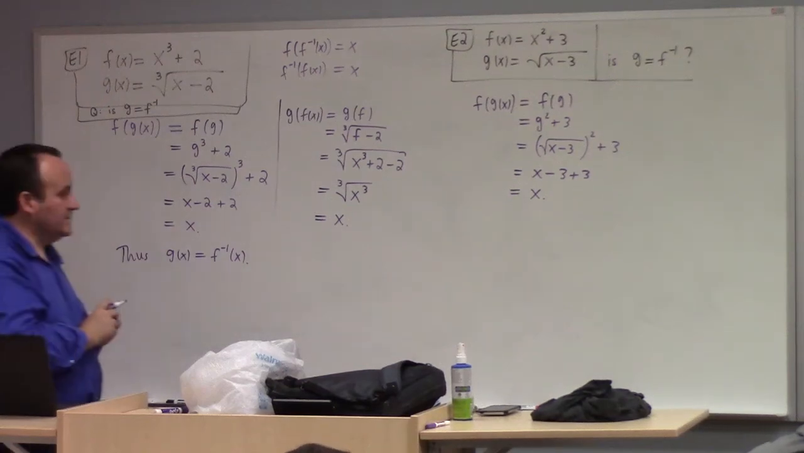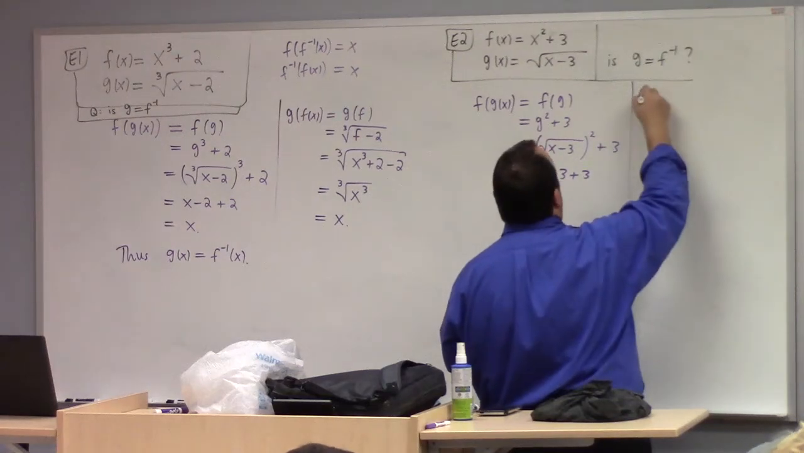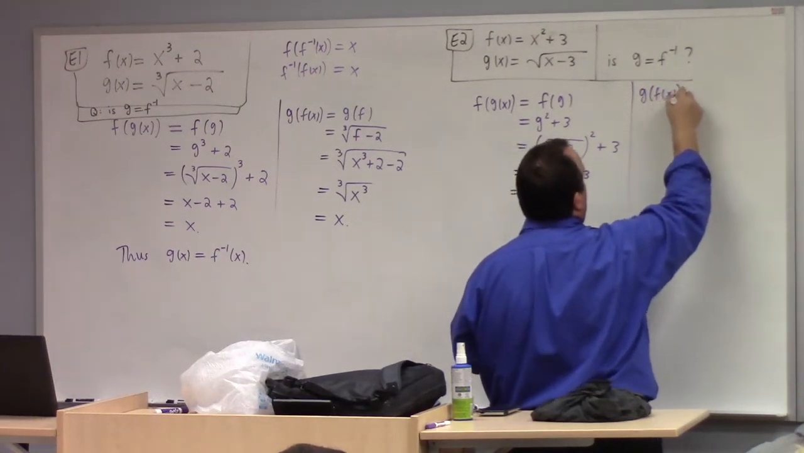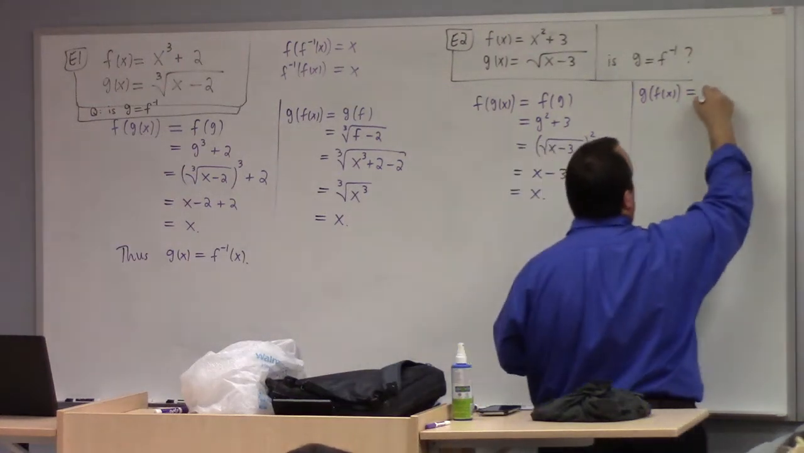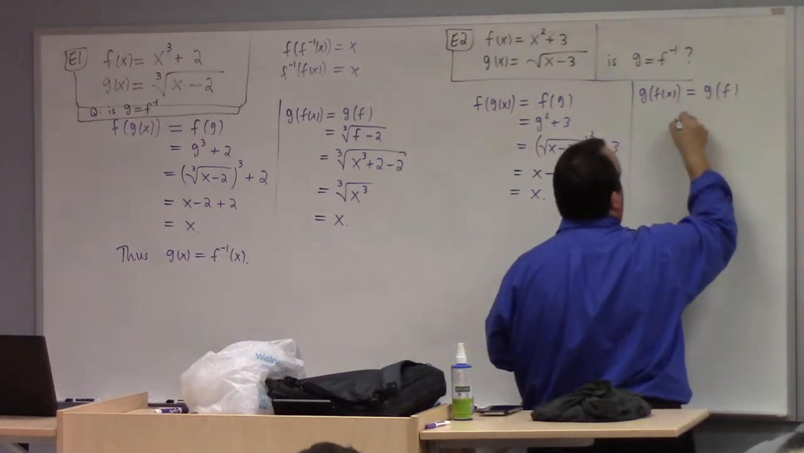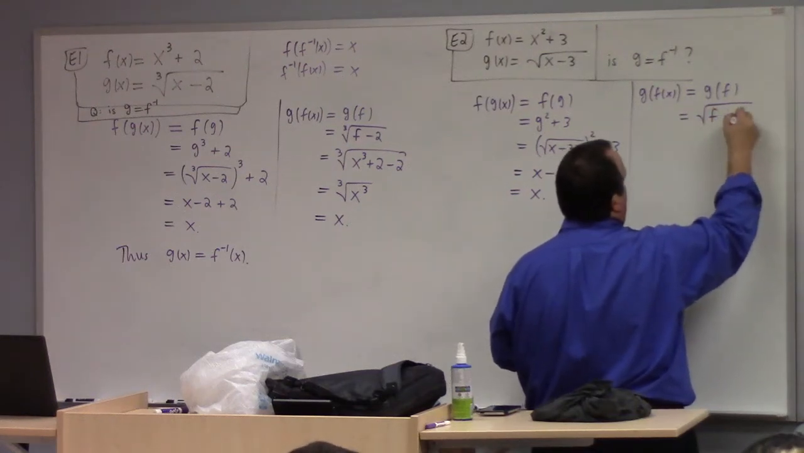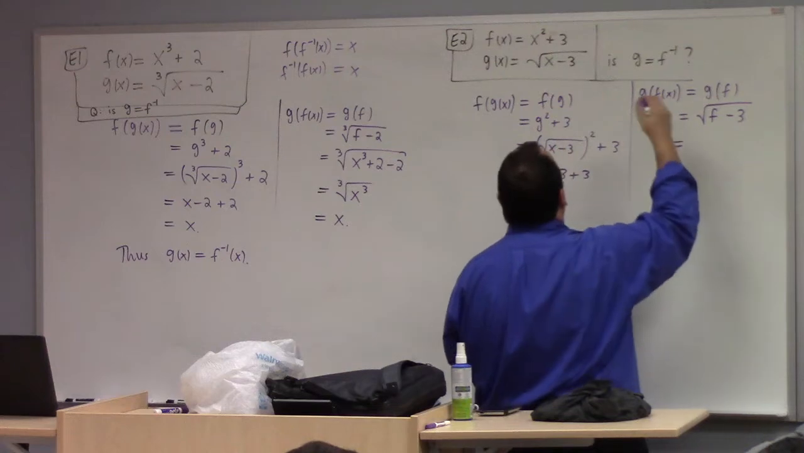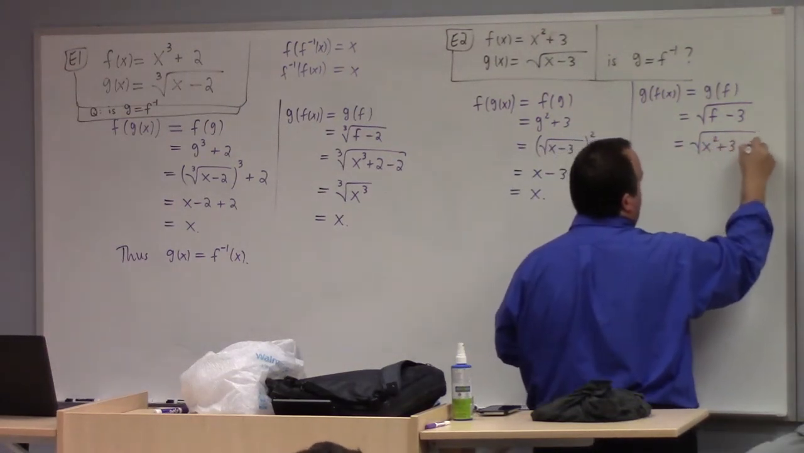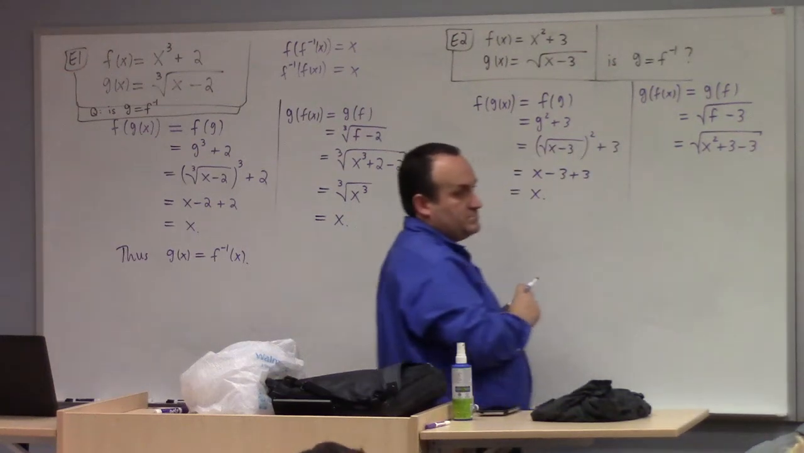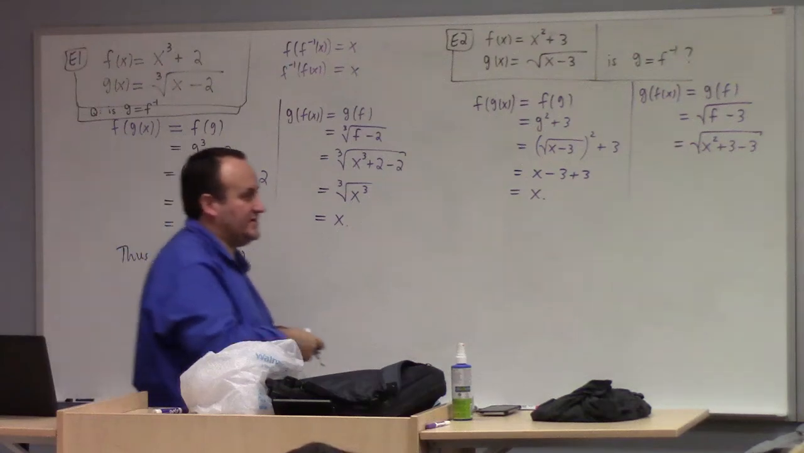How about the other? g of f of x. So I can look at that as g of f, right? Where my g is, what was it? Square root of something minus 3, so square root of f minus 3. My f was x squared plus 3, right? So I've got x squared plus 3 minus 3. The 3 and the minus 3 cancel, and we're left with the square root of x squared, which is what?